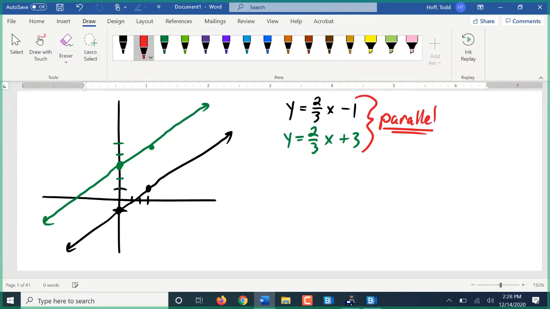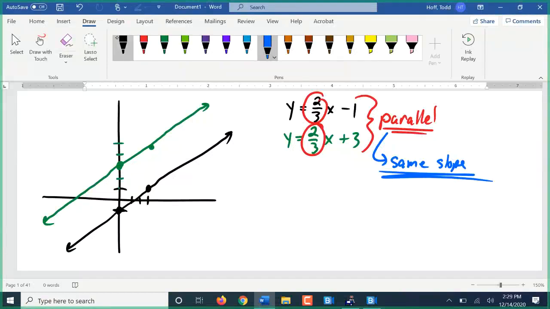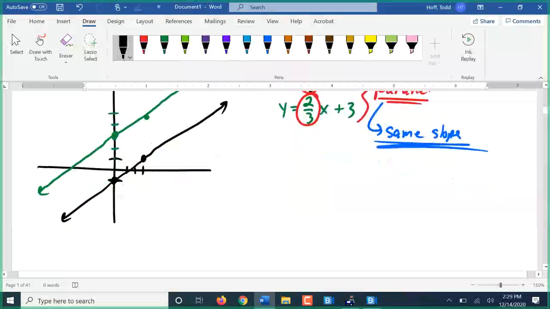What about those equations makes them parallel? Well, we've mentioned this before. They have the same slope. Parallel lines have the same slope. So if we're given 2 equations, we can tell if their lines are parallel.